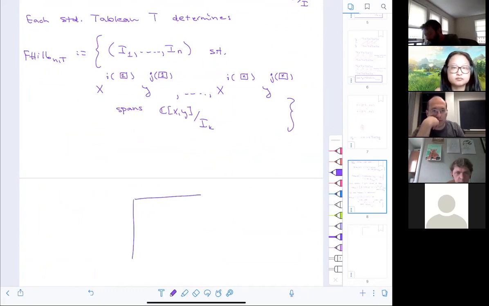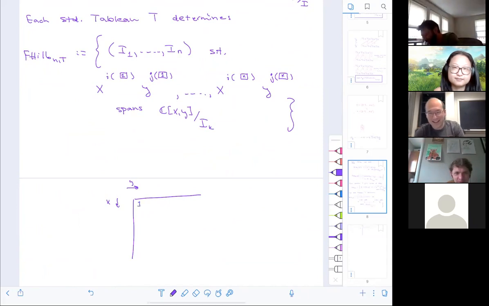I'm going to draw the plane in which my Young diagrams are going to live. I'm going to do something slightly offensive, which is I'm going to call this the y-axis. I'm going to call this the x-axis. Sorry, guys. This is so I can match the Soergel conventions from earlier.